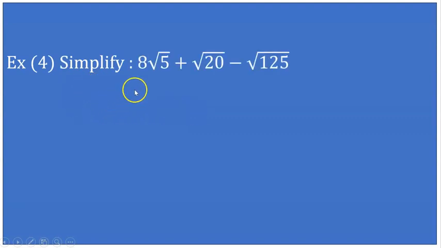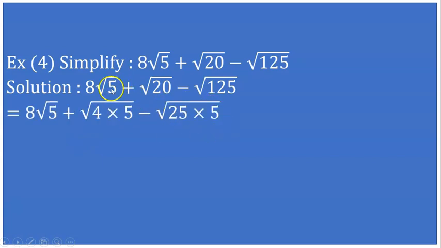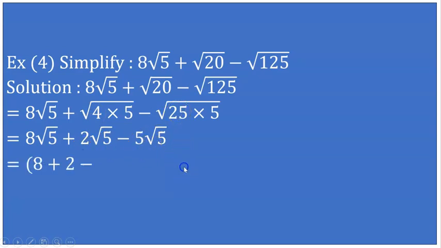Example number 4. Simplify 8 root 5 plus root of 20 minus root of 125. As 5 is a prime number, keep 8 root 5 as it is. 20 can be written as 4 into 5, square root of 4 is 2, and root of 125 can be written as 25 into 5. Therefore 8 root 5 as it is, root of 4 is 2, therefore 2 root 5, and root of 25 is 5, so 5 root 5.